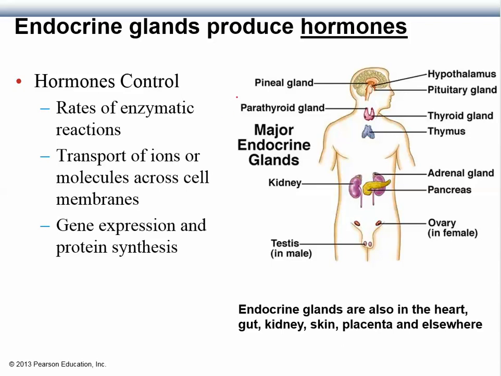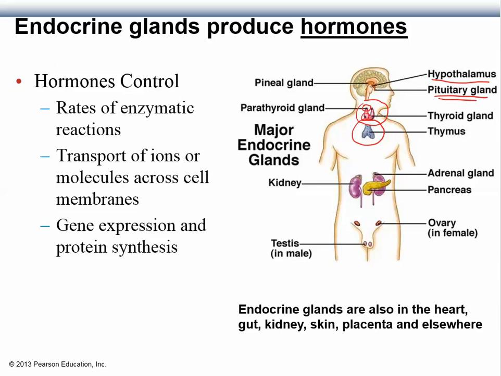For instance, I have a list here. The hypothalamus, we'll talk more about that, and the pituitary gland. We've often heard the pituitary gland is the master gland because it releases so many what we call tropic hormones, which then activate other glands. There's the thyroid gland and the thymus. And sitting here, you can barely see these little dots. These are parathyroid glands that actually sit on the thyroid gland.